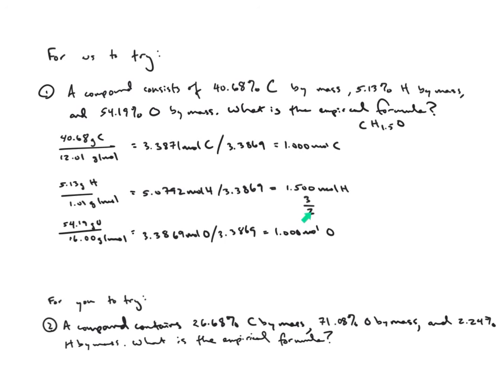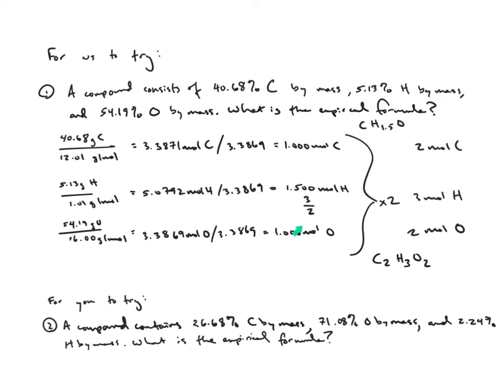So what I need to do then is multiply all 3 of these by the value of 2 to get a whole number. And you only have to do this if you get, at this point, something that's not clearly a whole number. So we're going to multiply everything here times 2, and we're going to end up with 2 moles of carbon, 3 moles of hydrogen, and 2 moles of oxygen, which is a much better answer. So we would have C2H3O2 would be the correct answer here. Okay, make sure that your empirical formulas do not have any fractions in them.